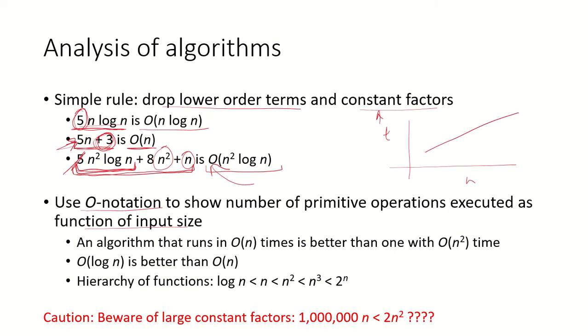And we know that an algorithm which runs in order of n time is better than one with order of n square time. And we also know that log n is better than order of n. So in this hierarchy of functions, log n is better than linear time, and linear time is better than quadratic time, and constant time is better than log n. So this is what we have to take care of when we are comparing two algorithms.